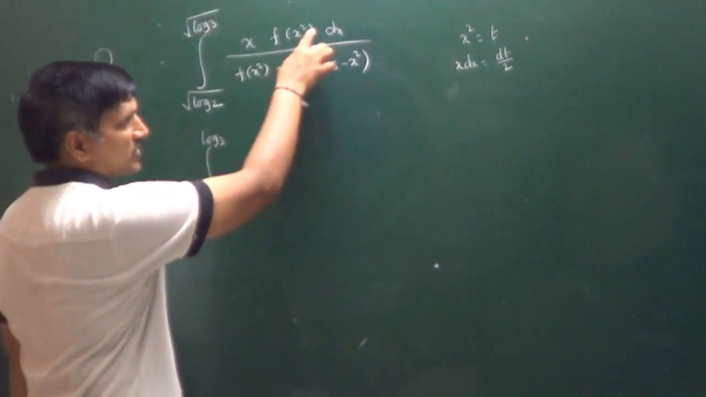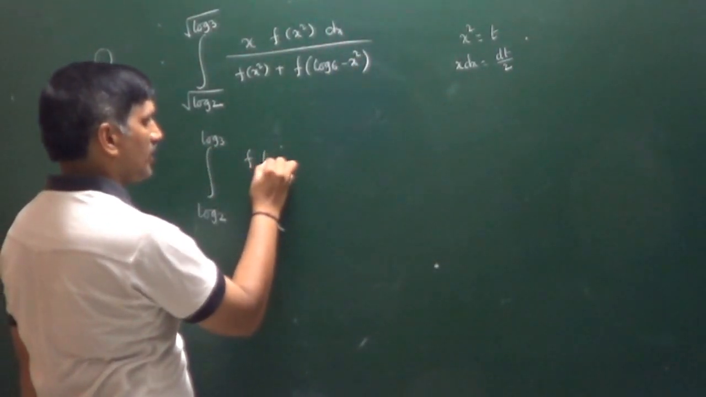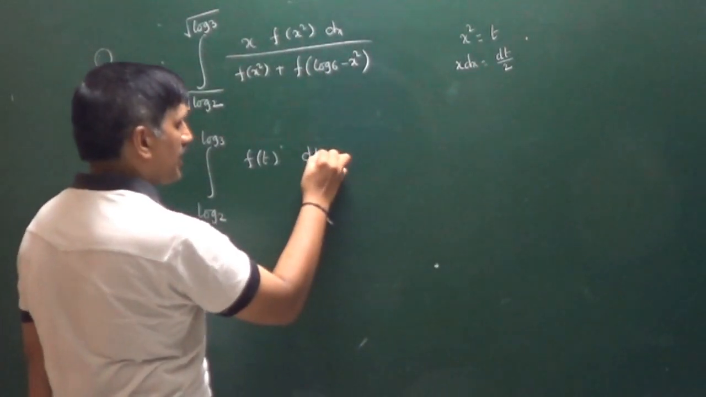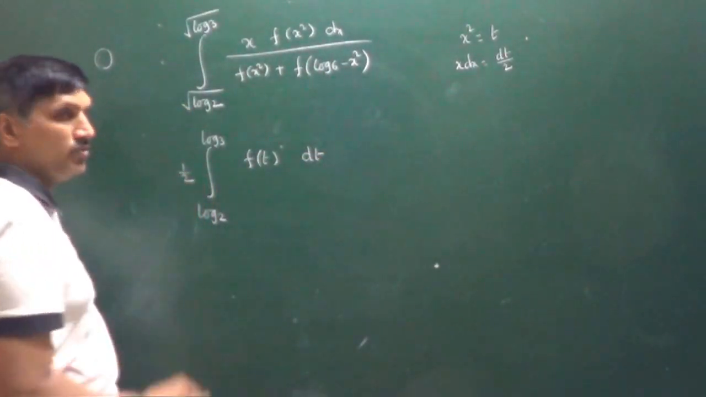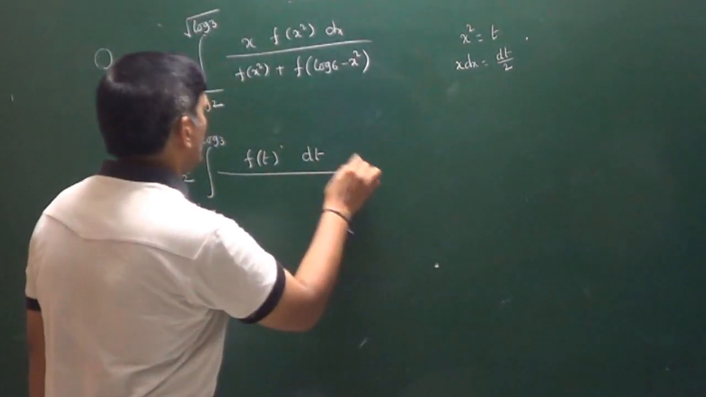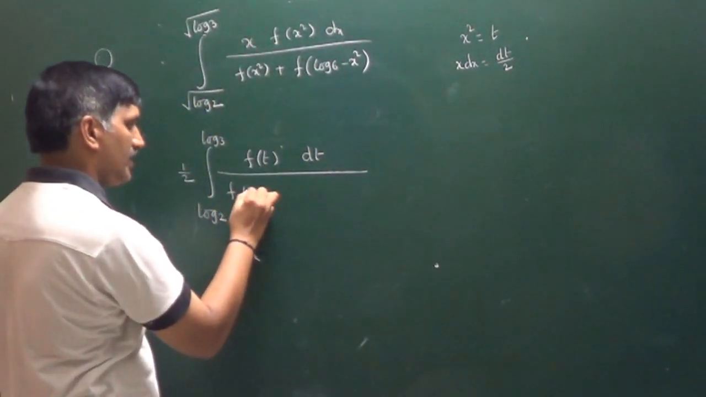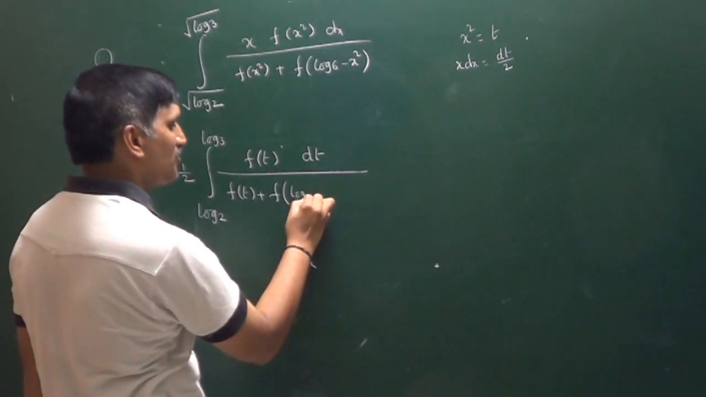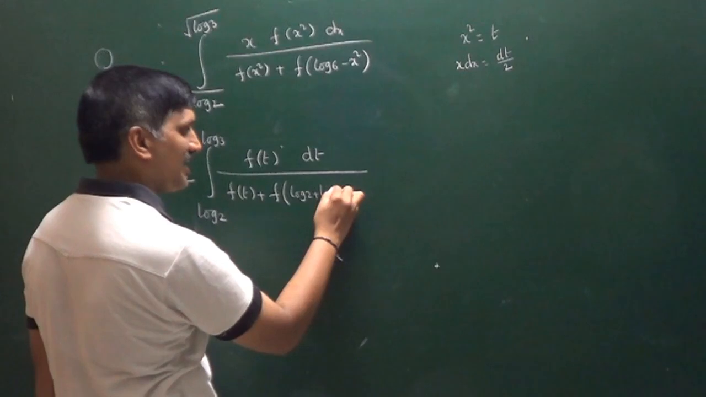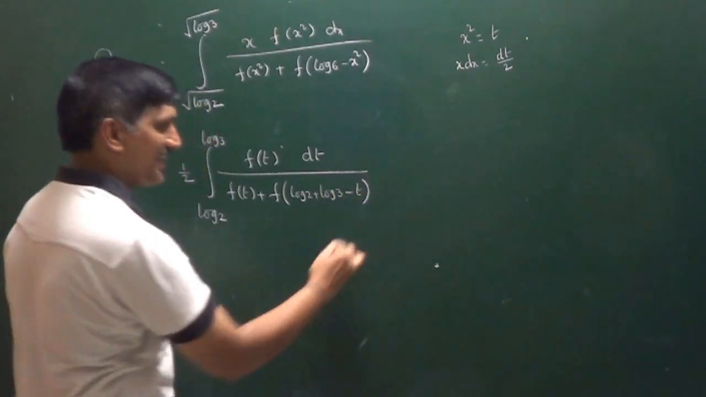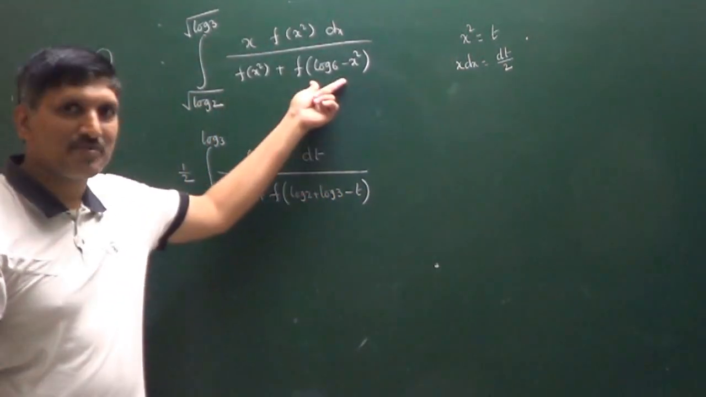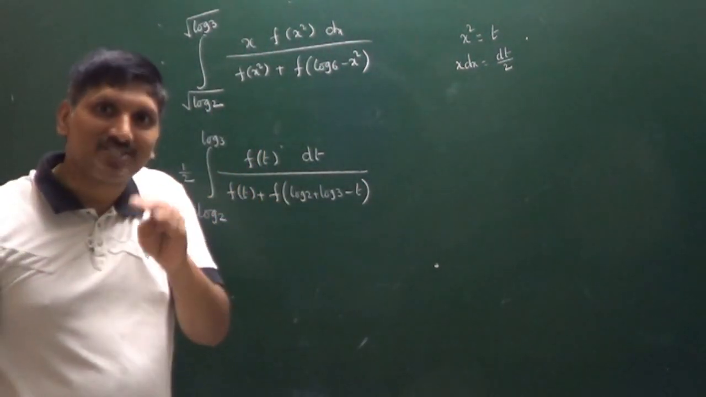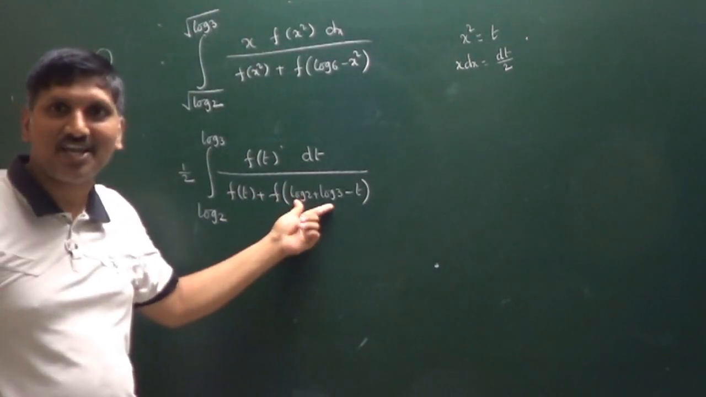In place of x square we have to write t. That's why f of t. In place of x dx we have to write dt divided by 2, over f of t plus f of log 2 plus log 3 minus t. Agree or not? Log 6 can be written as log of 2 into 3. Log mn we can write as log m plus log n. That's why log 2 plus log 3 minus t.